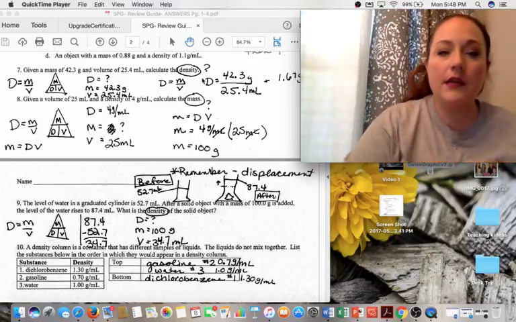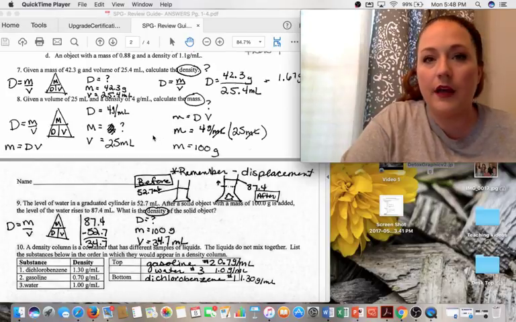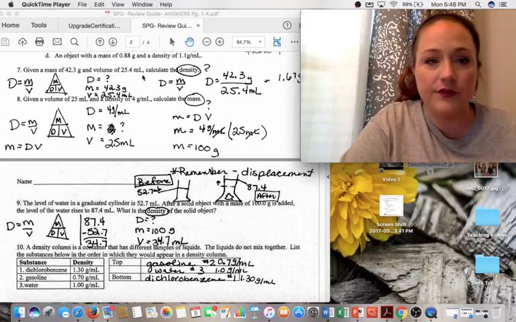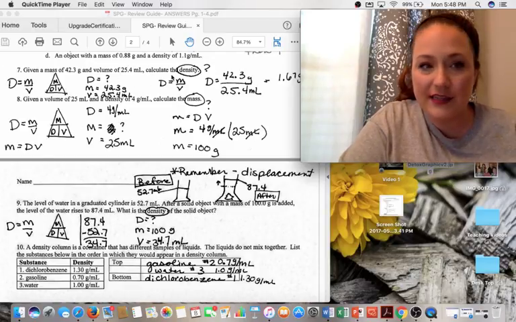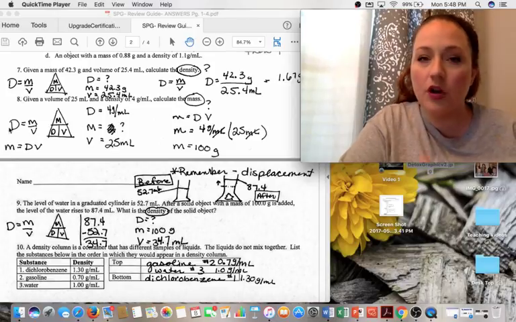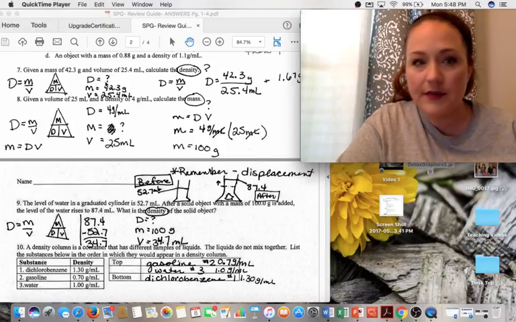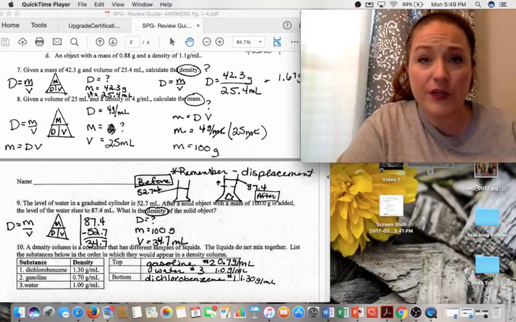So, in the first problem, it says, given the mass of 42.3 grams and a volume of 25.4 milliliters, calculate the density. It tells you your unknown. It tells you what they want you to find. So D equals M over V, and I already set it up in a triangle. D is my unknown. Mass is 42.3 grams.